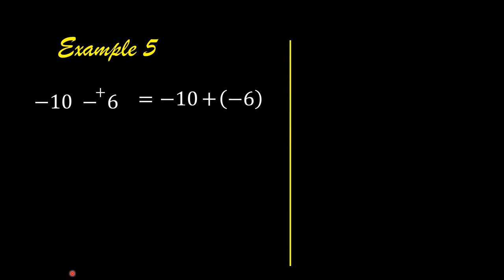Example number 5. Negative 10 minus 6. It is understood the sign of 6 here is positive. Change subtraction to addition. So we have negative 10 plus. And then change the sign of positive 6 from positive to negative. So we have now negative 10 plus negative 6.